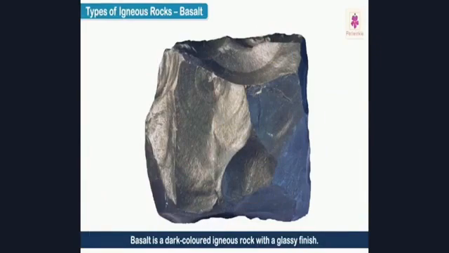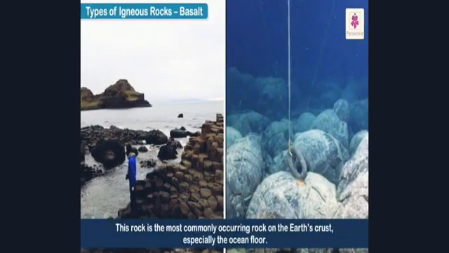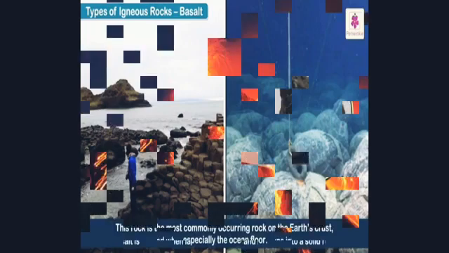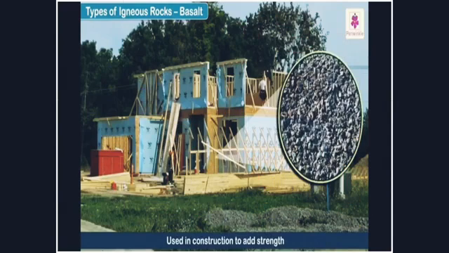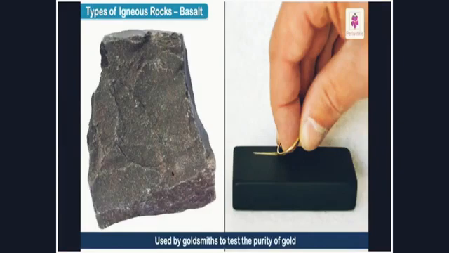Basalt. Basalt is a dark colored igneous rock with a glassy finish. This rock is the most commonly occurring rock on the Earth's crust, especially the ocean floor. Basalt is formed when lava cools quickly and hardens into a solid rock. It is commonly used in construction to add strength. It is also used by goldsmiths to test the purity of gold.